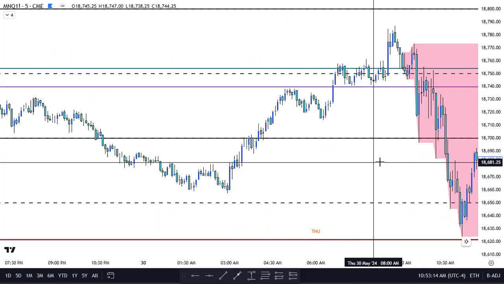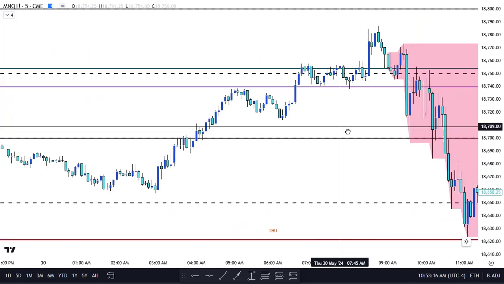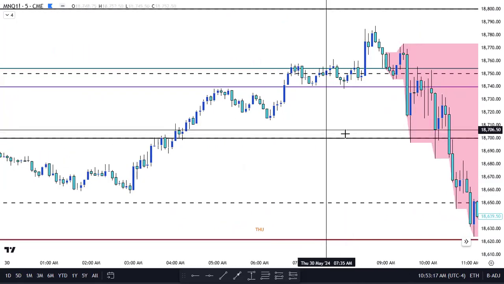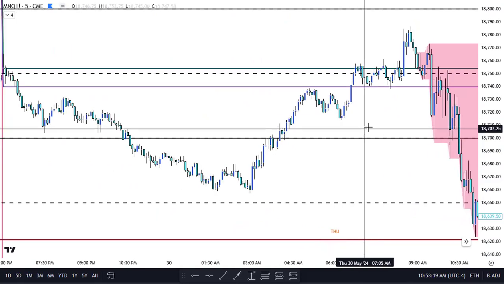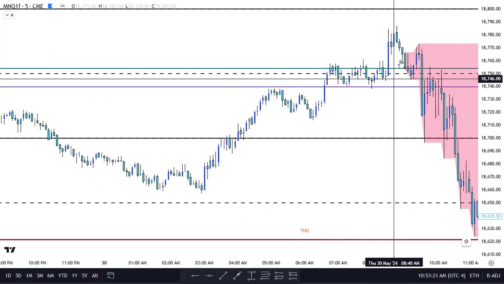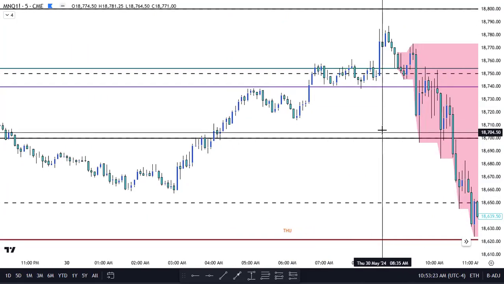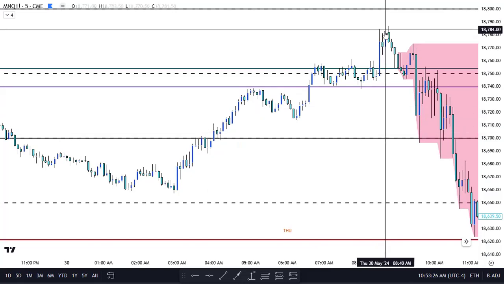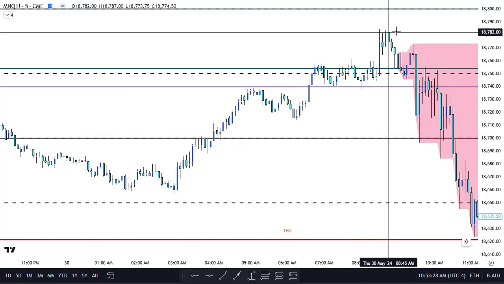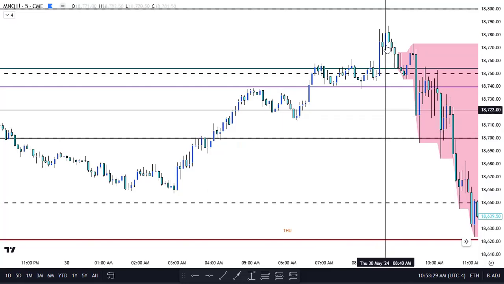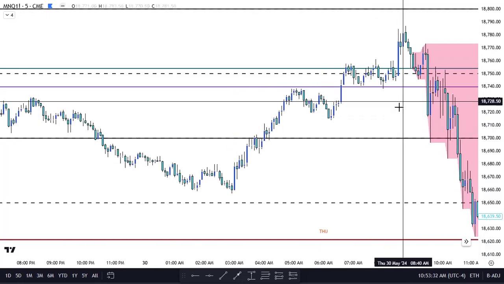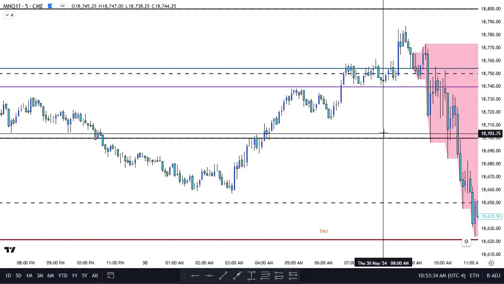Now, once we get into our New York session, we can see that the previous day's low has been triggered. But when we get into our New York session, where is price? Price is up high, above our 100 pip box. We're at the top part of our 100 pip box. Now, this is where I think a lot of traders get confused.